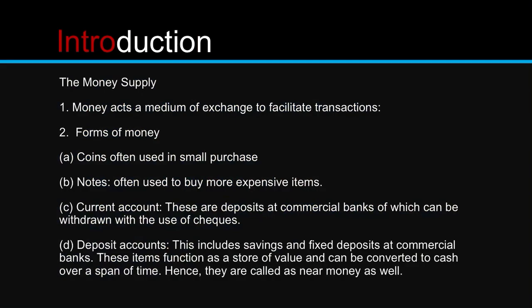Right, there are a few forms of money. This consists of coins, notes, current account, and deposit account. So if you look at the first one, coins are often used in small purchases, right? Whereas notes are often used to buy slightly more expensive items.